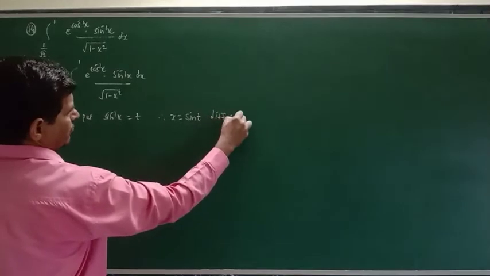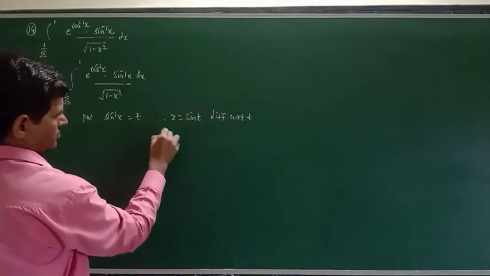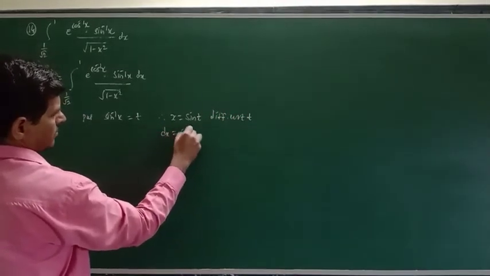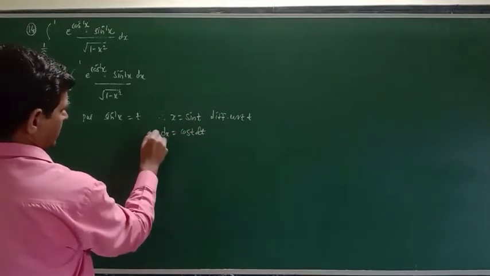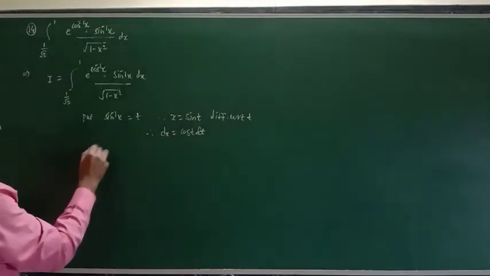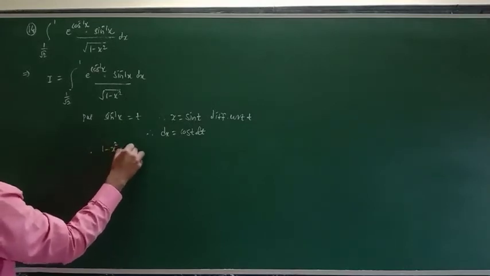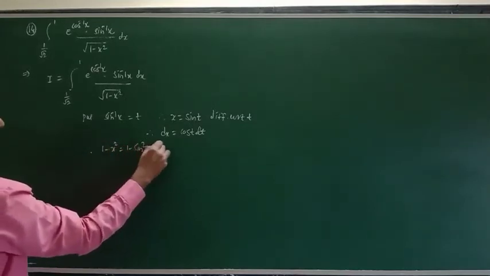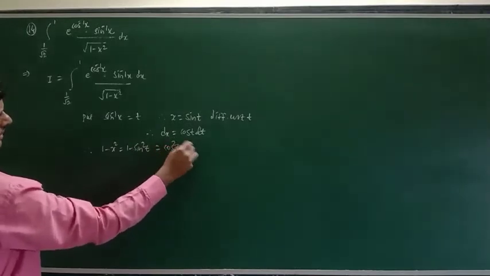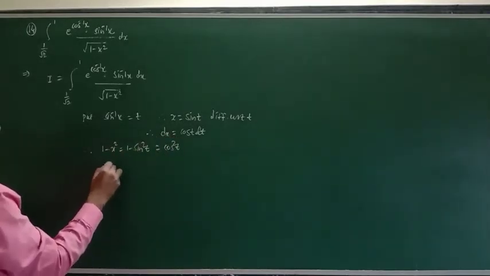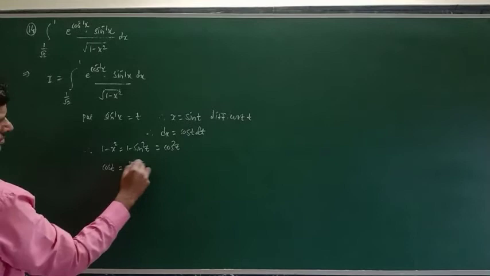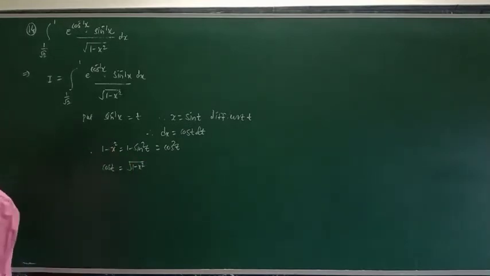Differentiating with respect to t, so dx is equal to cos t dt. Okay, now see, 1 minus x square is 1 minus sin square t, which means cos square t, and cos t value is square root of 1 minus x square.